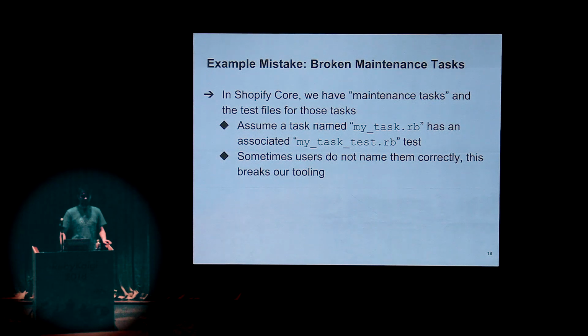One of the examples that I have is broken maintenance tasks. In our core application, we have a concept called a maintenance task, which is to fix data that's been broken. And we have tests for those maintenance tasks. We assume that a task named mytask.rb will have an associated file at the same subdirectory structure under the test folder called mytask_test.rb. But sometimes users do not name them correctly, whether they refactor and rename and forget to rename the others, and this breaks our tooling.